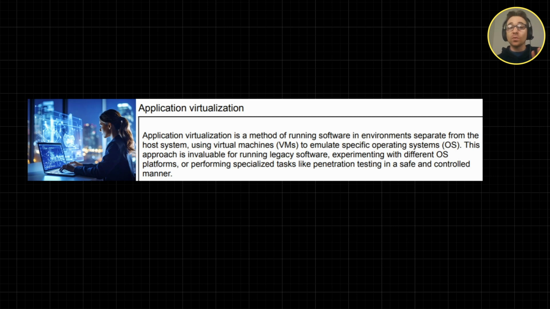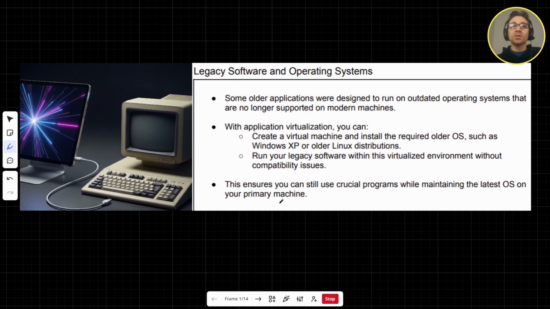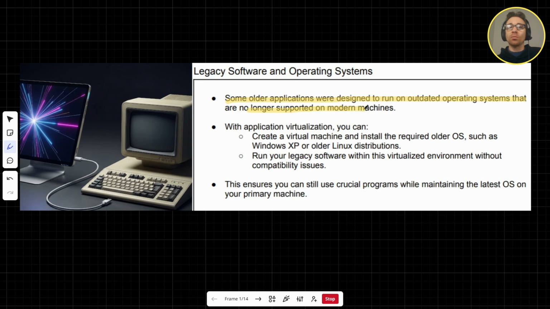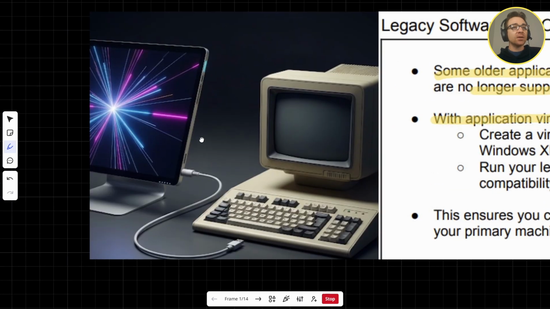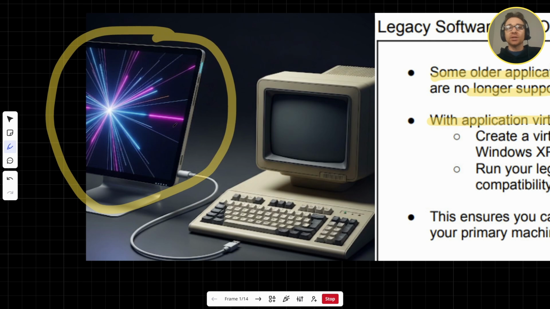And let's have a look at the two ways you need to know about for your exam that it lets you do that. So the first one is legacy software and operating systems. Some older applications were designed to run on outdated operating systems that are no longer supported on modern machines. With application virtualization, you can do the following, right? Pretty much what's seen over here. Let's say this is your computer. Application virtualization essentially allows you to run some older programs that might not be compatible with your modern OS.